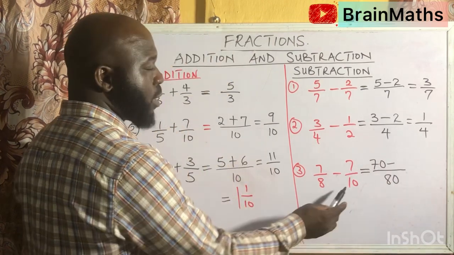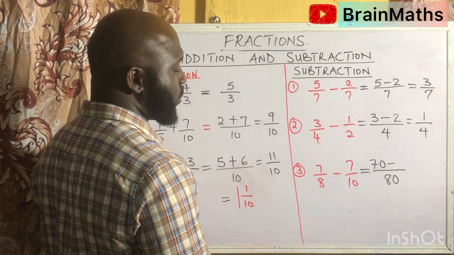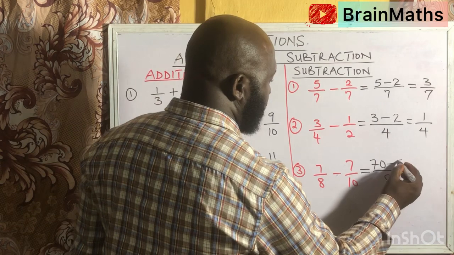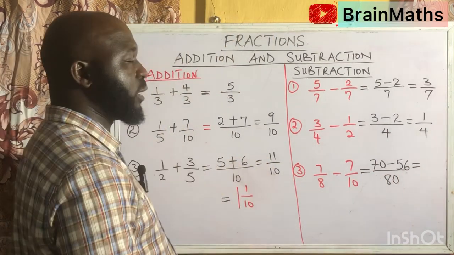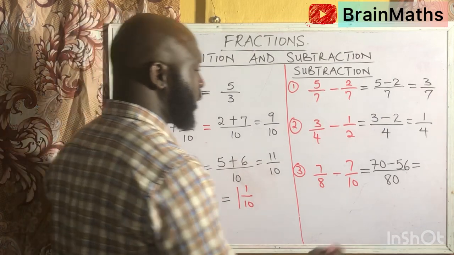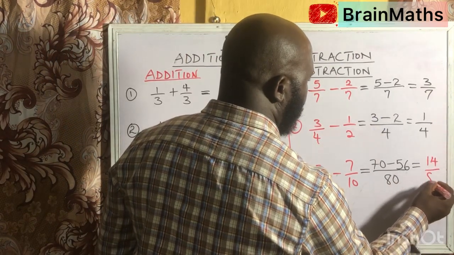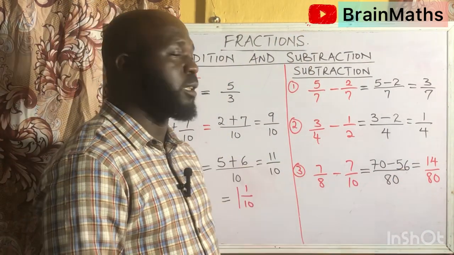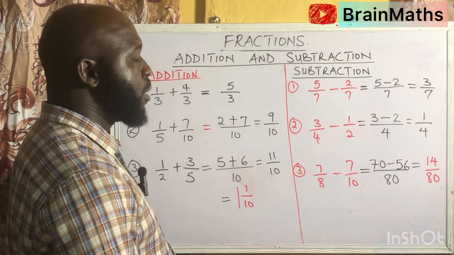Minus, how many 10 can we get in 80? That is 8. 8 times 7, that is giving us 56. 56 taken from 70 will give us 14 over 80.